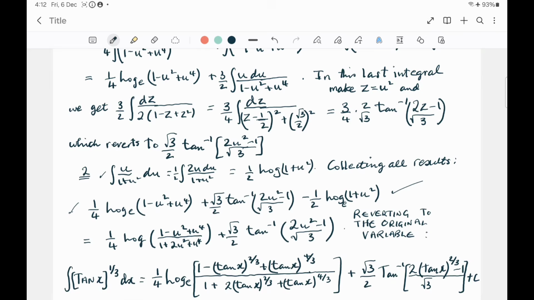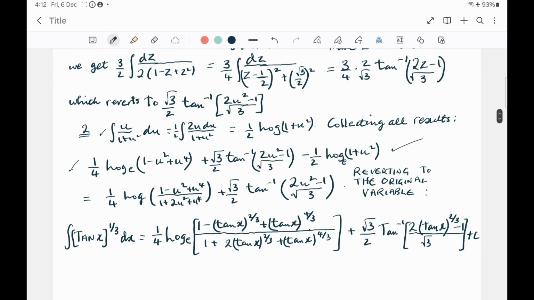Now, our original variable was x. So, reverting to that original variable, we've got our old integral, the integral of the cube root of tan x dx, is 1/4 log e of 1 minus tan x to the power 2/3 plus tan x to the power 4/3, all divided by 1 plus 2 tan x to the power 2/3 plus tan x to the power 4/3, plus square root 3 over 2 inverse tan of 2 tan x to the power 2/3 minus 1, divided by square root of 3, and our little constant on the end there.